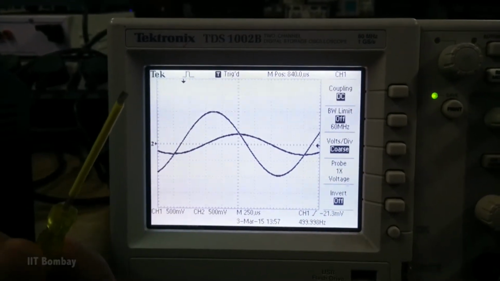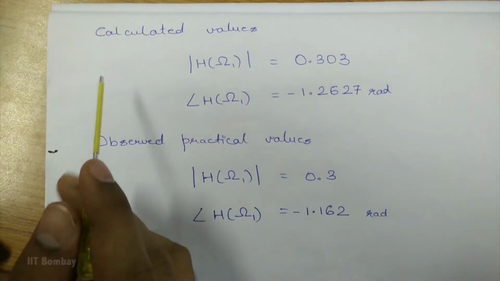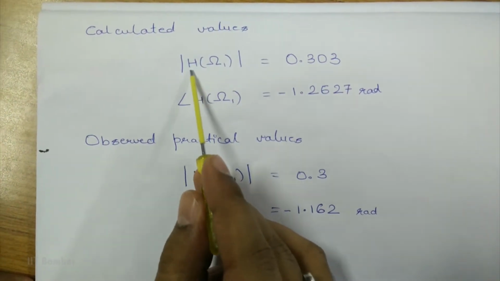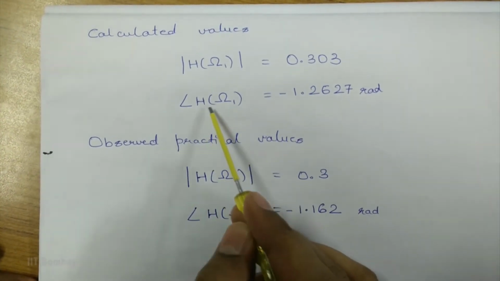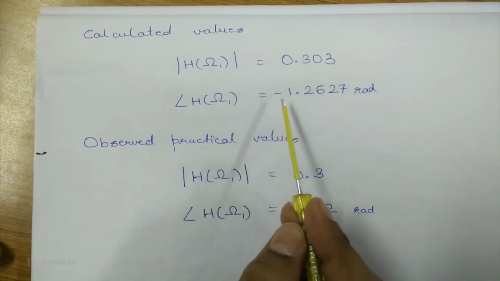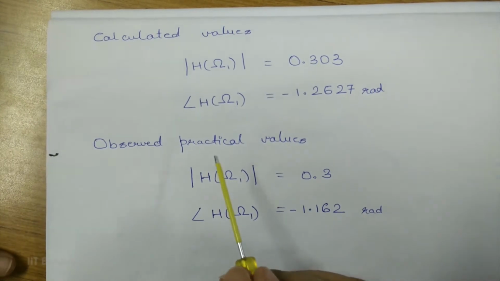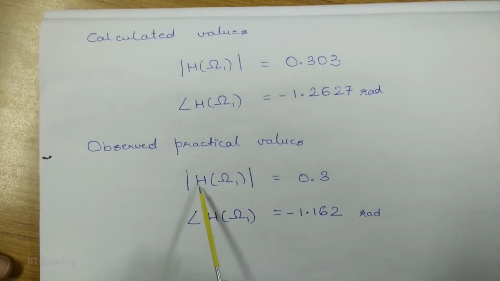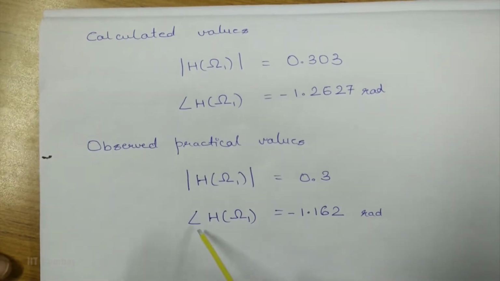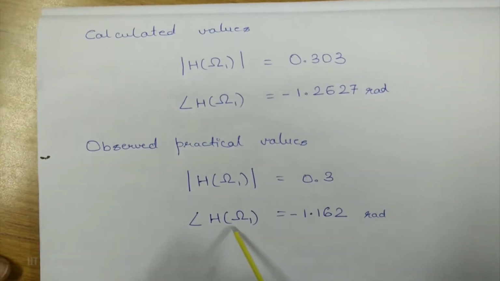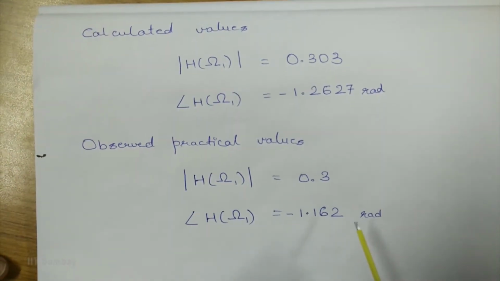Now, for angular frequency 1000 pi radians per second, we have calculated the amplitude of the transfer function to be 0.303 and the argument of the transfer function to be minus 1.2627 radians. From the practical observations, we have seen the amplitude of the transfer function turns out to be 0.3 roughly, and the argument of the transfer function is minus 1.162 radians.